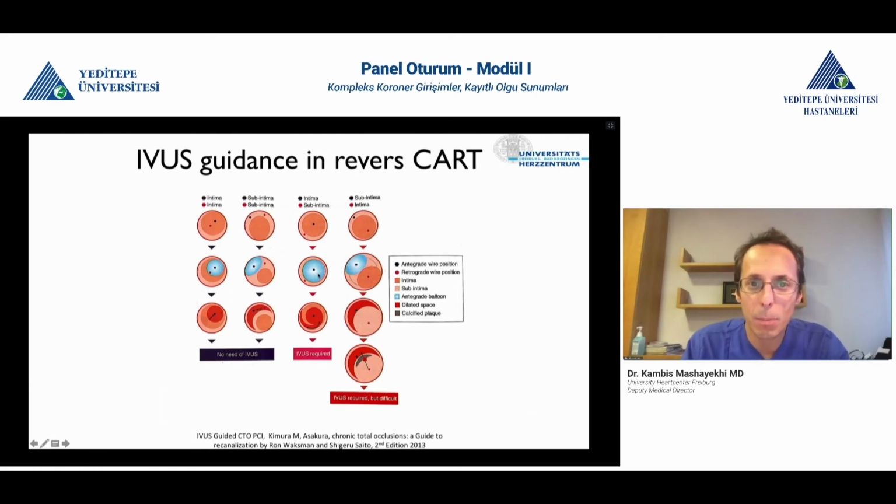Here you see a big balloon, and you try to dissect and then re-enter there. And then it works. So sometimes you need the IVUS to understand how big a balloon you can use for doing this reverse CART.